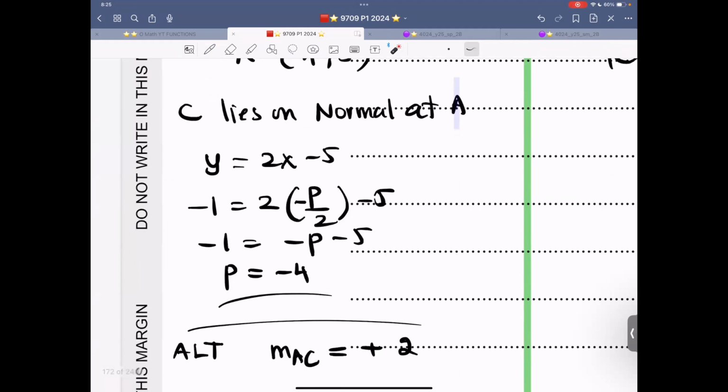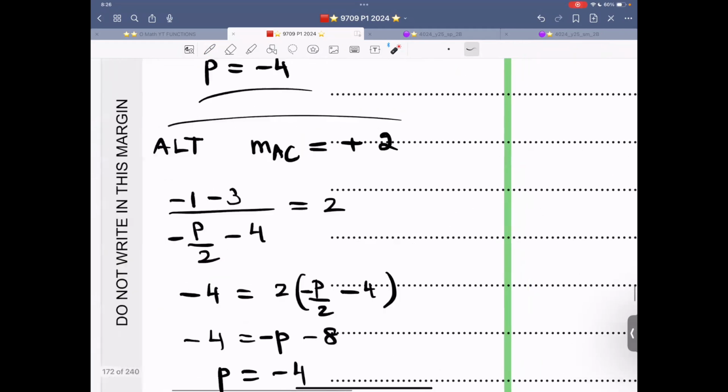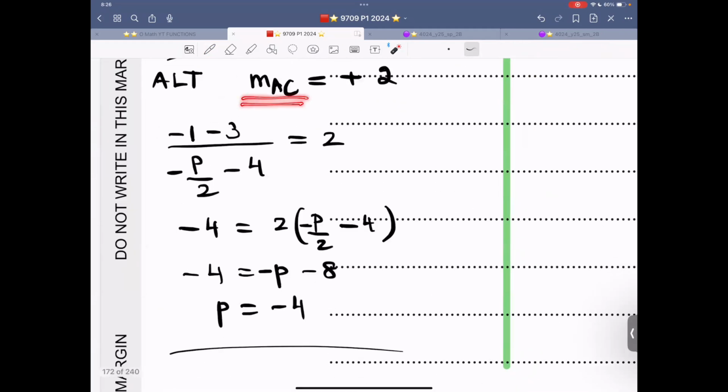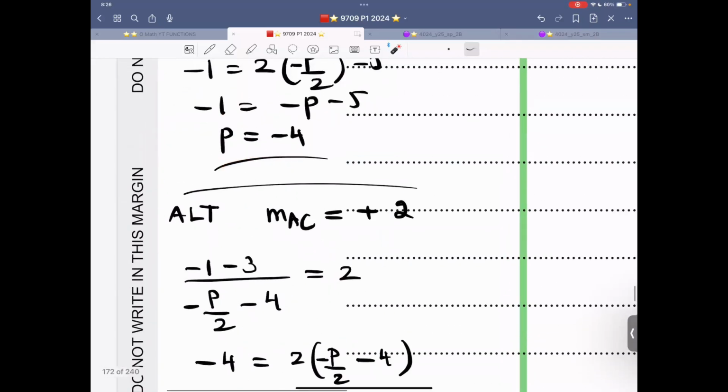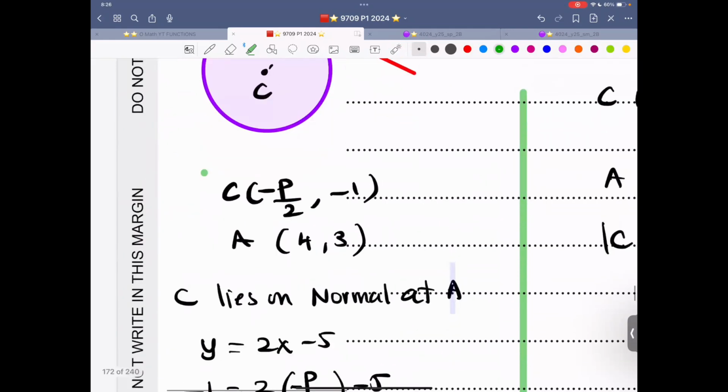Method 1: I plugged in X as -P/2, I plugged in Y as -1, and I found the value of P. I can also use the concept of gradient. Gradient of AC is 2. Use the gradient formula, and P comes out to be -4. So there are 2 different ways of getting this answer. That is the first method that I have used.